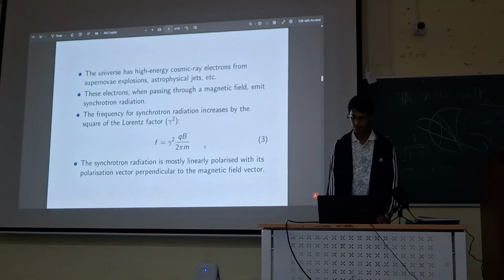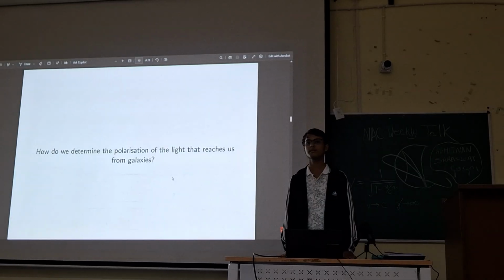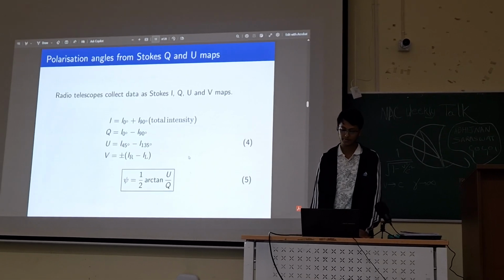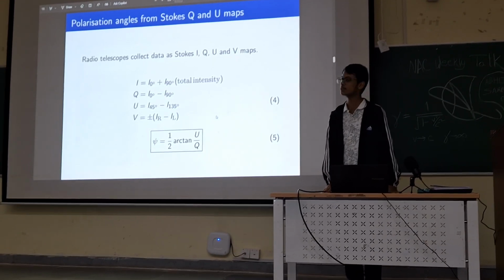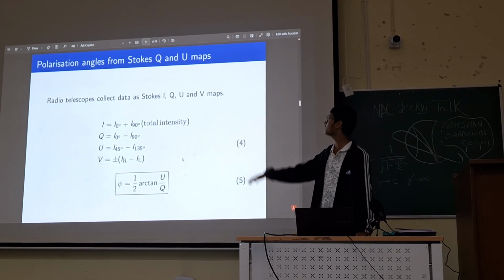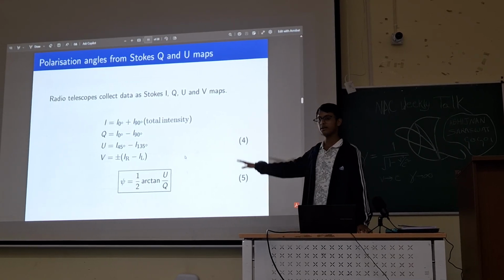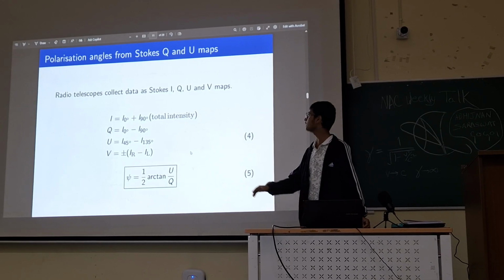So the question is, how do we determine the polarization of light that reaches us from the galaxies? To do that, we use radio telescopes. So we start with the Stokes apparatus. Radio telescopes collect data as Stokes I, Q, U, and V maps. These are basically different formats in the way these radio telescopes collect and store data.